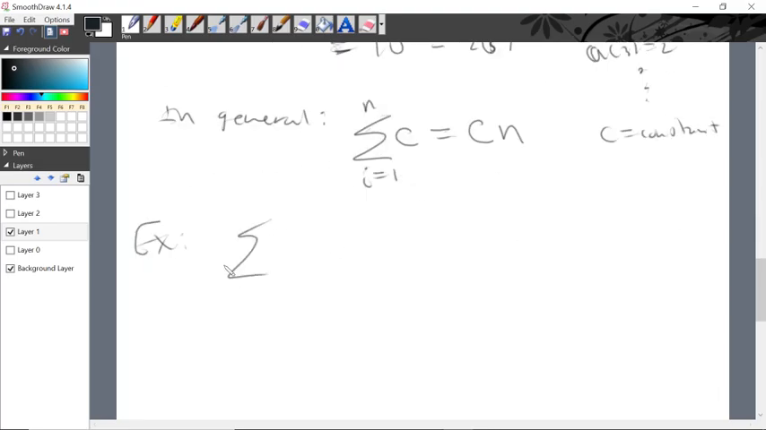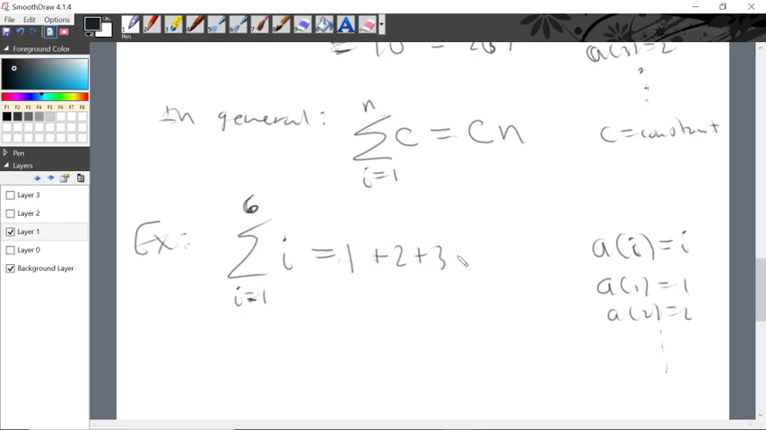Let's take a look at what if the sequence is not being applied to a constant. What if we did i equals 1 to 6 of i? That's where we're saying that the sequence, the function a of i, is just equal to i. All right, so it's linear. A of 1 equals 1, a of 2 is equal to 2. It's like the function y equals x, f of x is equal to x. So from 1 to 6: i equals 1, we get 1, and then i equals 2, 2, and then 3, and then 4, and then 5, and then 6.